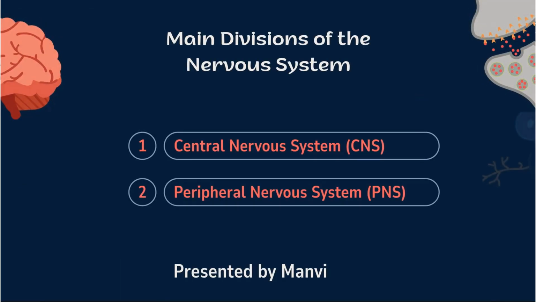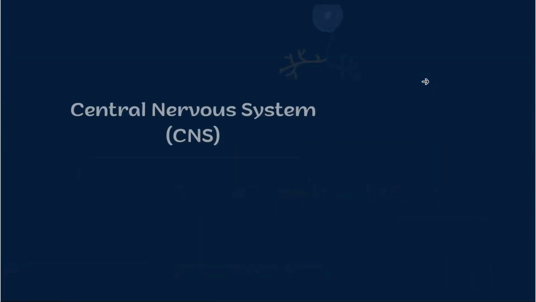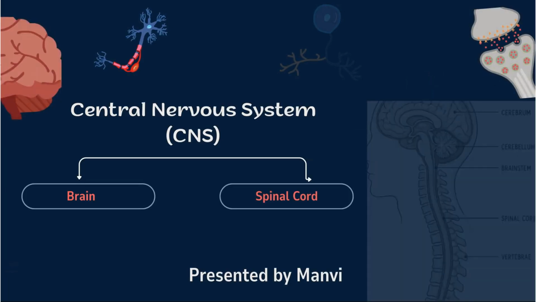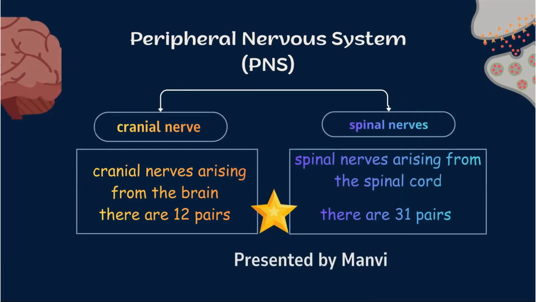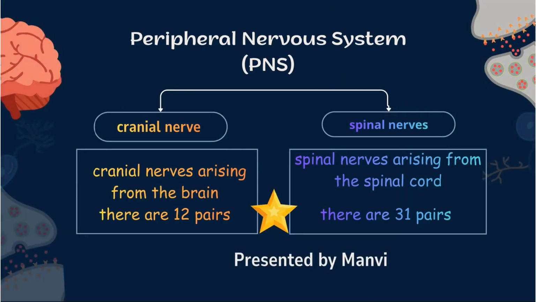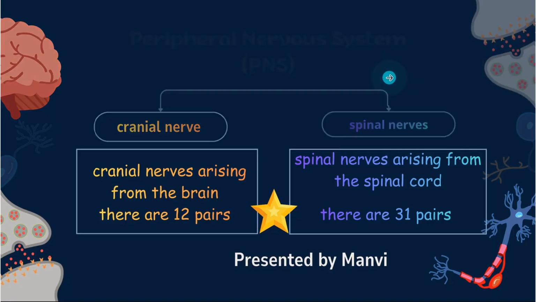After it, we discussed the main division of the nervous system, CNS and PNS. Alright, central nervous system consists of brain and spinal cord, and peripheral nervous system consists of cranial nerves and spinal nerves. Cranial nerves emerge from the brain, spinal nerves emerge from the spinal cord. Cranial nerves are 12 pairs, spinal nerves are 31 pairs.